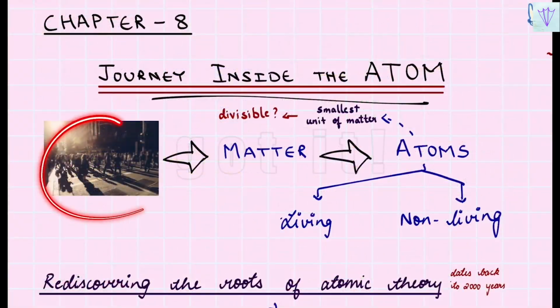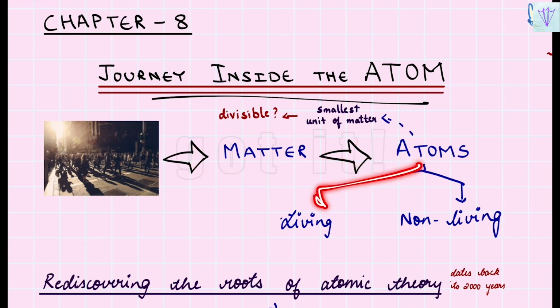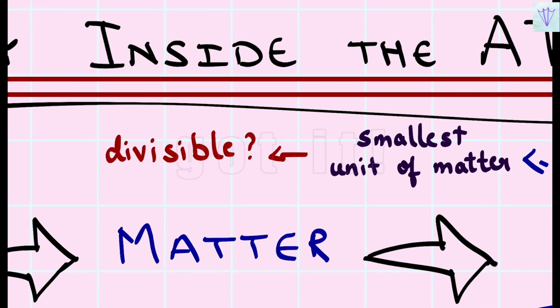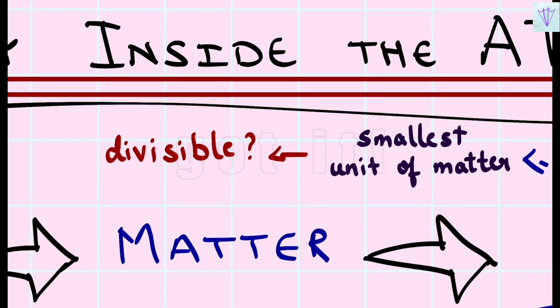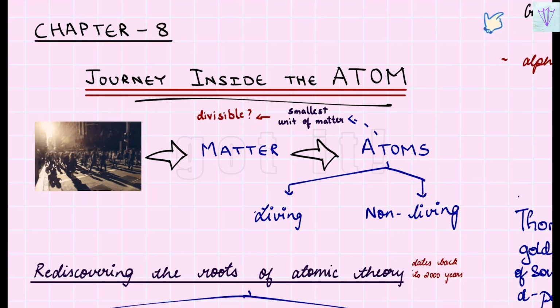So each and every element in nature is made up of matter, and matter is made up of atoms. Atoms are found in both living and non-living things. An atom is the smallest unit of matter. But the question is: is it indivisible, or can it be divided further? We'll be studying this in this chapter, which is Journey Inside the Atom.